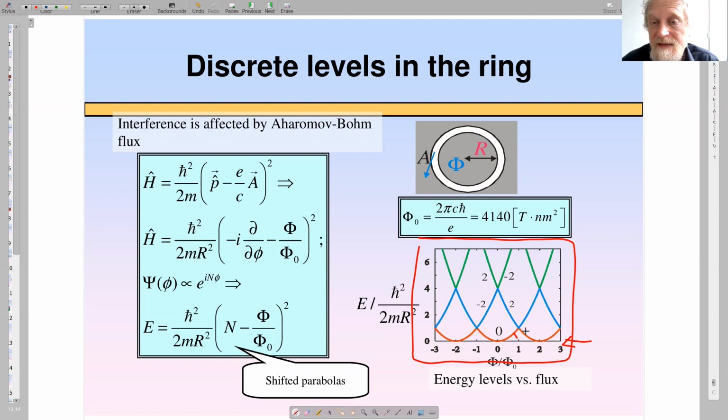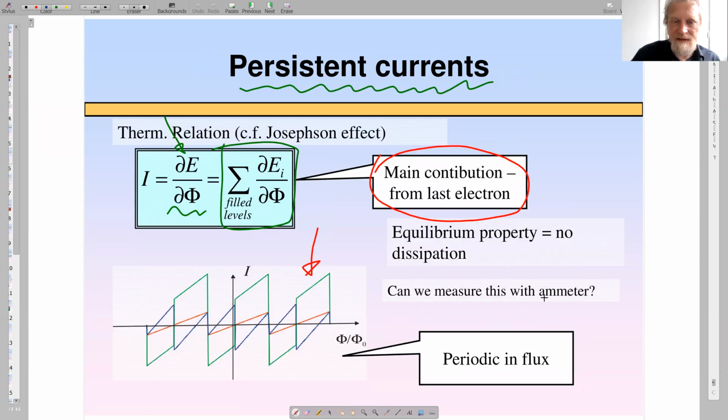If there is some scattering, suppose there's some impurity in the dot, then it will give rise to a mixing of different waves. And as such, the degeneracy here will become avoided. I'll exaggerate a bit. And in this case, the current also becomes continuous, but it changes quickly near the level crossing. Good. This is about persistent currents.